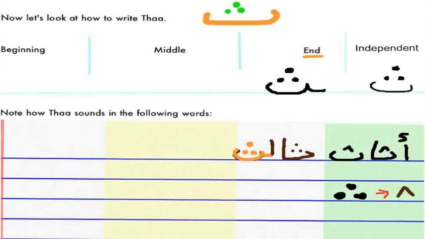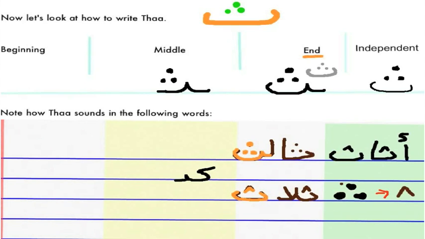Tha can also be written independently at the end of the word. A good example is the word thalath, which means 3. When tha is in the middle, it looks like this. Example, kathir, which means a lot. And finally, when tha is at the beginning of the word, it looks like this. Example, thalj, which means ice.